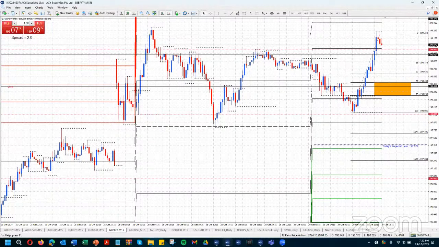And intraday would set up a little bit of a left shoulder here. Would we see that kind of formation? Okay, we can come down for a dip.